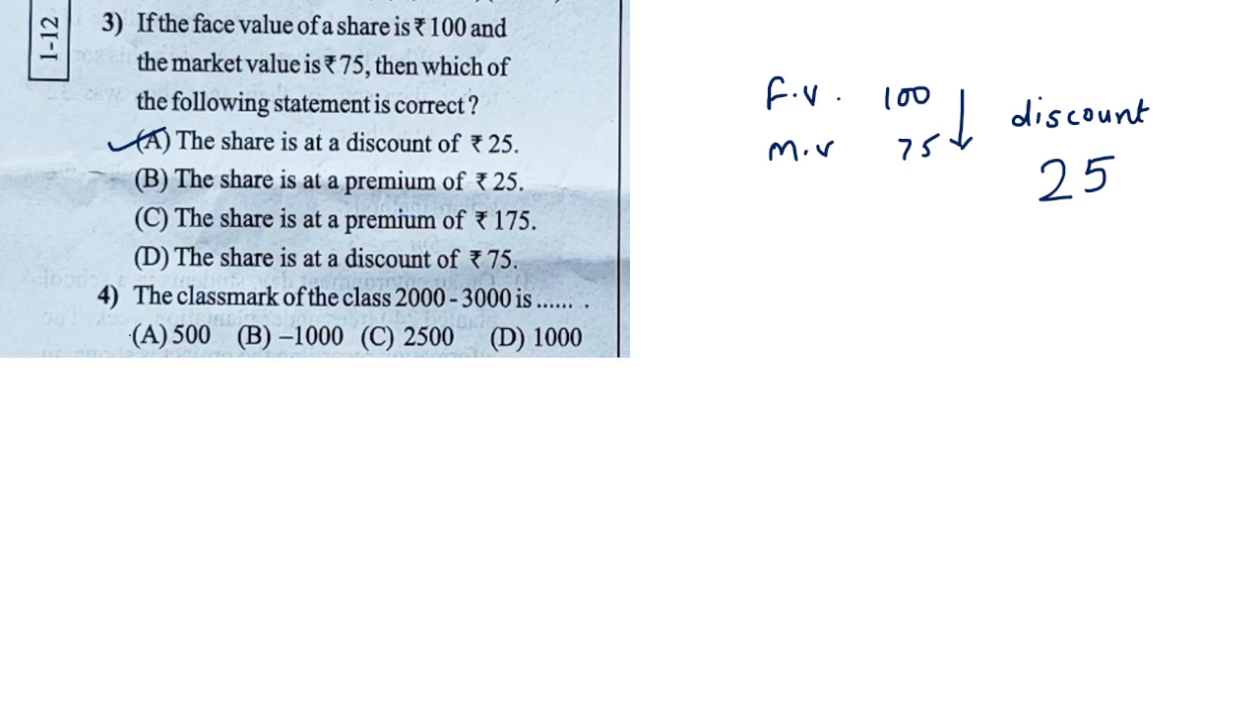For sub question number 4, the class mark of the class we have to find out. We have to just find out the middle figure of 2000 and 3000. It is equal to 2500. Therefore option number C is correct. Don't waste any time to write the formula, to put the values of lower class limit and upper class limit and then add it, divided by 2. You will get the same answer as 2500. Option number C is there.